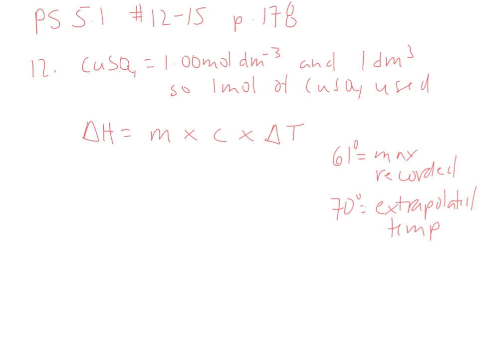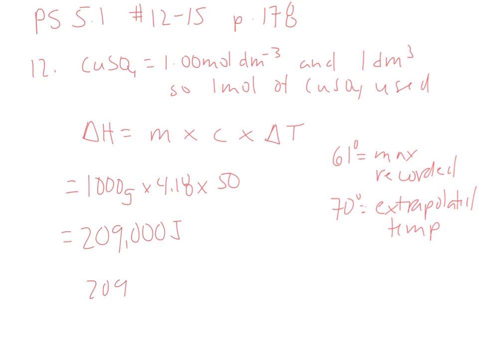For my problem, I went ahead and used 1,000 grams for my mass because I've got a liter of water, and I used 4.18 because I'm assuming the solution has the same specific heat as water. For my temperature change, I used 50 because I took 70 minus 20 instead of 61 minus 20. So your answer will be slightly different whether you use the 70 or 61. That gave me an answer of 209,000 joules. And then they wanted it expressed as kilojoules per mole. Well, that's 209 kilojoules, and since it was 1 mole of CuSO4 used, it is 209 kilojoules per mole.